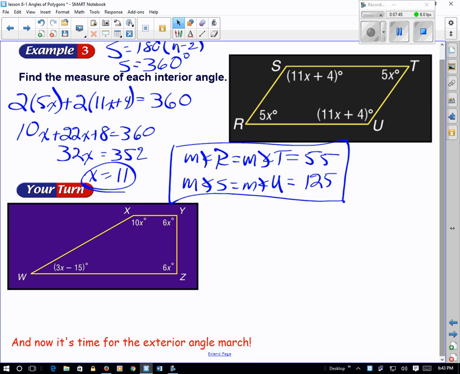And sorry, but the TV audience does not get to do the exterior angle march. I know that is disappointing.